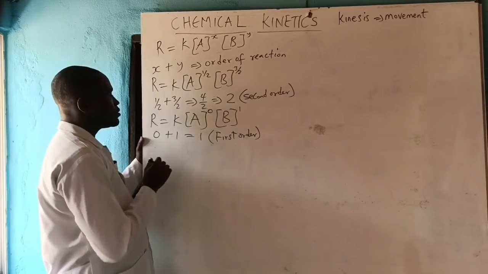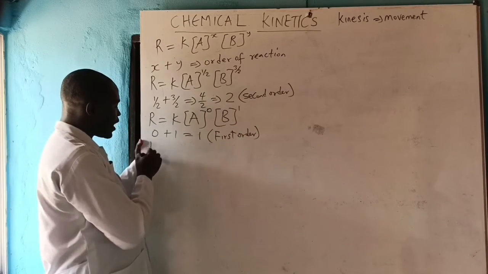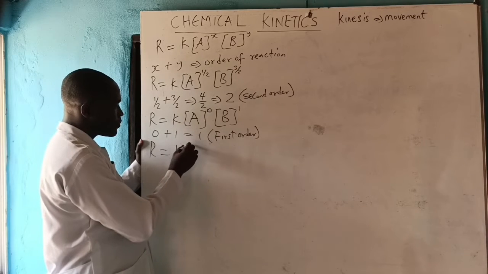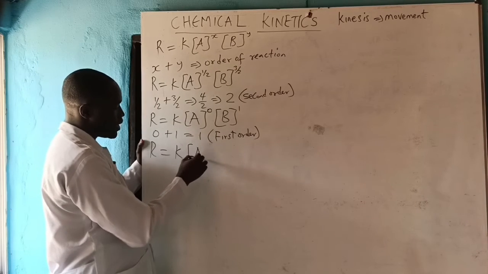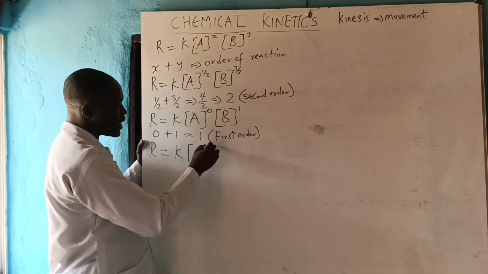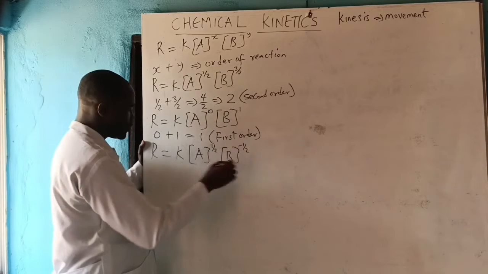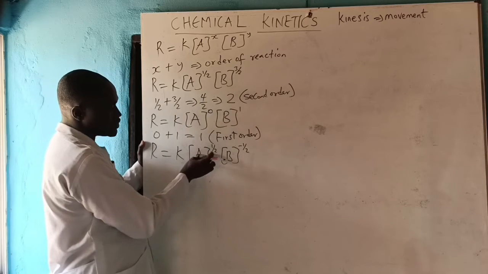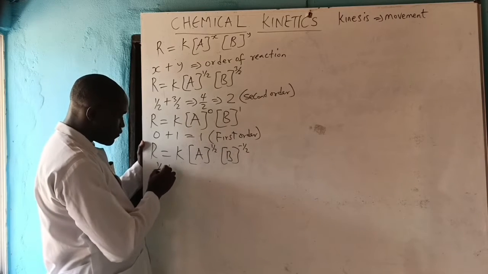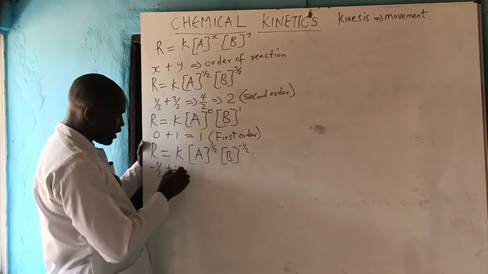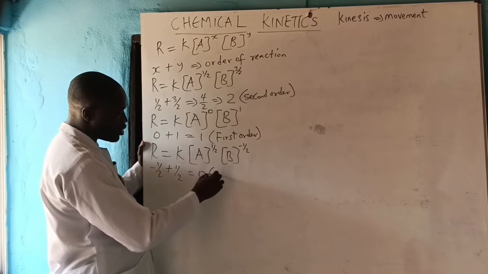Then when you also have r equals k, A raised to the power of, let's say, half, B raised to the power of minus half, you would tell them that x plus y will be equal to half minus half, equals 0. We'll call this zero order.